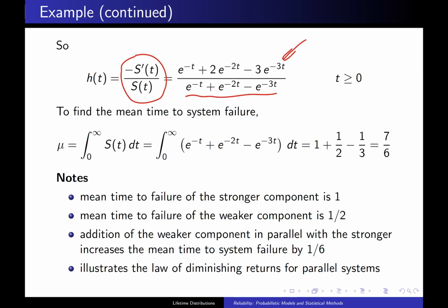Finally, the last thing, we use a shortcut formula to find the mean time to system failure, and that is mu is the integral from 0 to infinity of s of t dt.